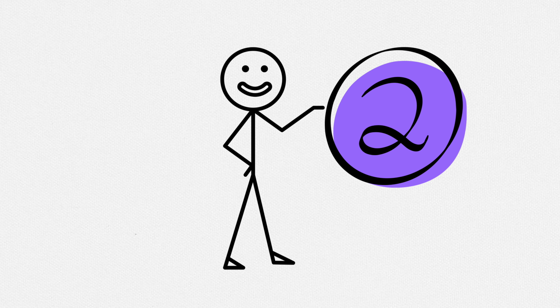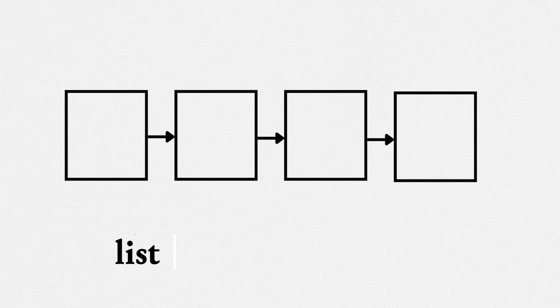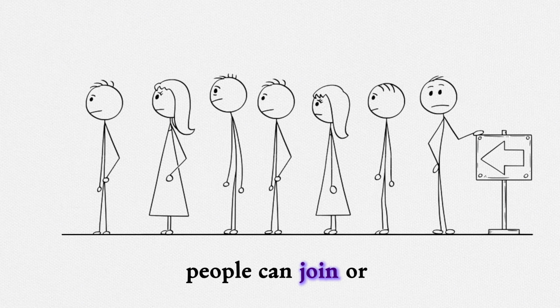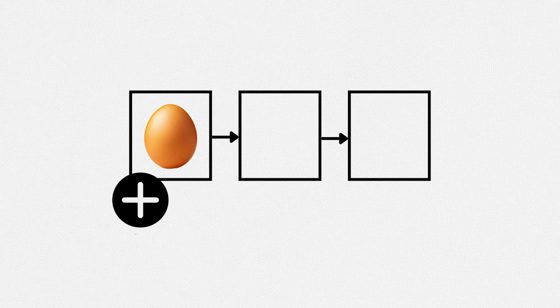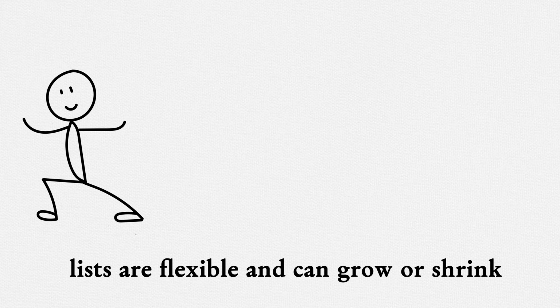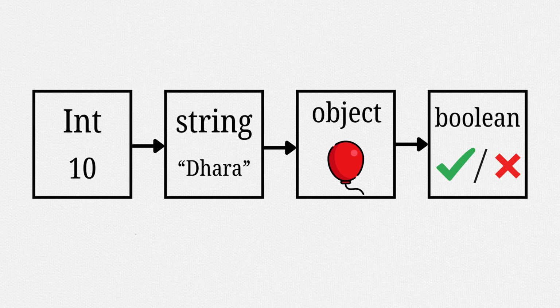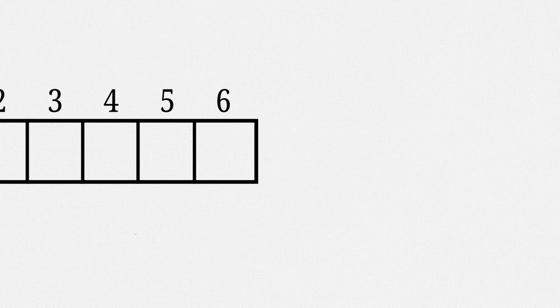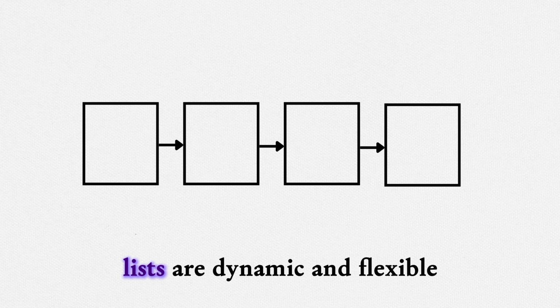The second commonly used data structure is a list. You can imagine a list like a line of people. Unlike an array, a list has a dynamic size. People can join or leave the line, and everything still works smoothly. You can add or remove elements from the beginning, middle, or end. Lists are flexible and can grow or shrink as needed. In many cases, lists can also hold different types of data. So, arrays are fixed in size and structured, while lists are dynamic and flexible.